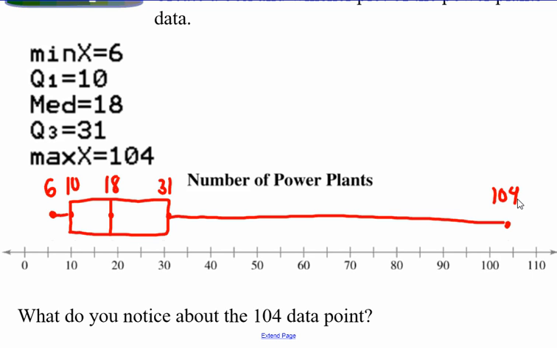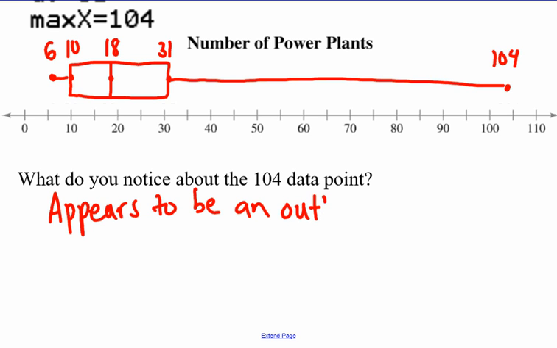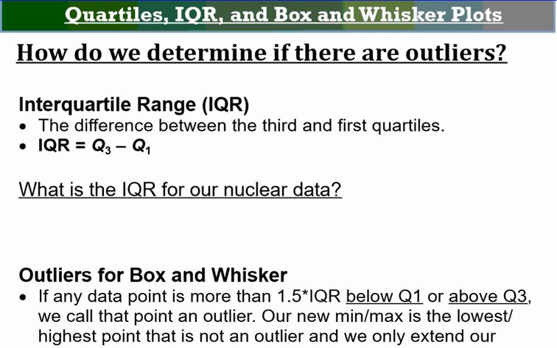And you'll notice here, the first thing is, what do you notice about the 104 data point? I mean, it looks to be very far away from the majority of the data, and we would say potentially it might be an outlier. So it appears to be an outlier, far away from the typical value. And before, we didn't have a measurement to determine what is an outlier and what is not an outlier. Well, that's going to be different today because I can actually define what an outlier is. There's a specific rule for it.